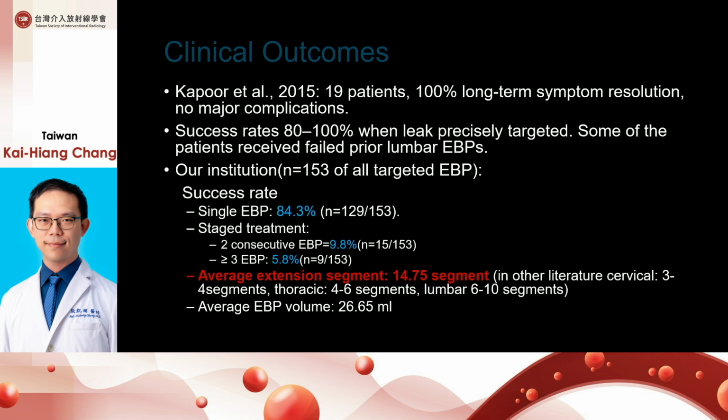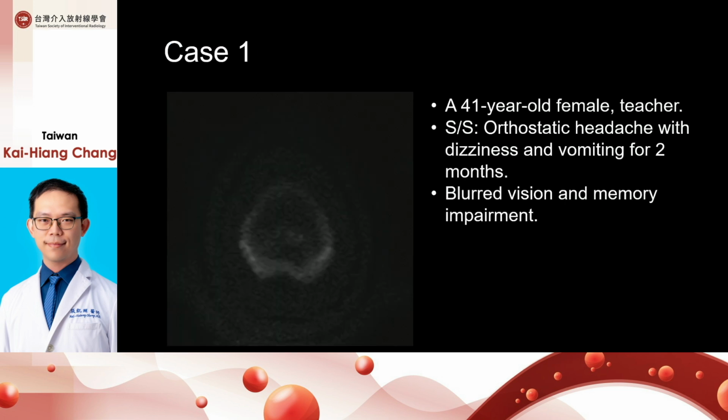The average extension in our group is about 14.75 segments. In other published literature, in the cervical region it is around 3 to 4 segments. So it's pretty amazing. The average injecting volume is around 27 milliliters. Okay, let's move on to our cases.